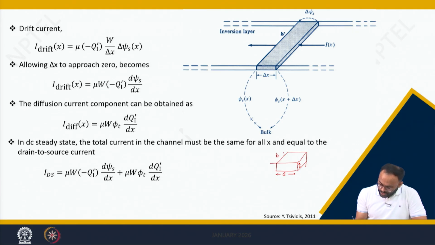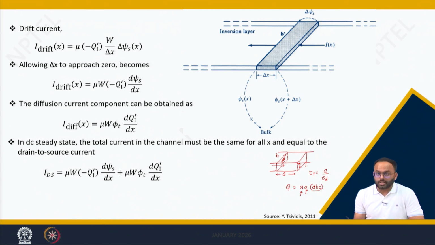We said that if we apply a voltage across this bar, then the charge will move from this side to this side, and the transit time was nothing but A divided by Vd, where Vd is the drift velocity. Similarly, the total charge in this region can be given by N into Q into ABC, where ABC is the volume, N is the concentration of electrons, and Q is the electron charge.